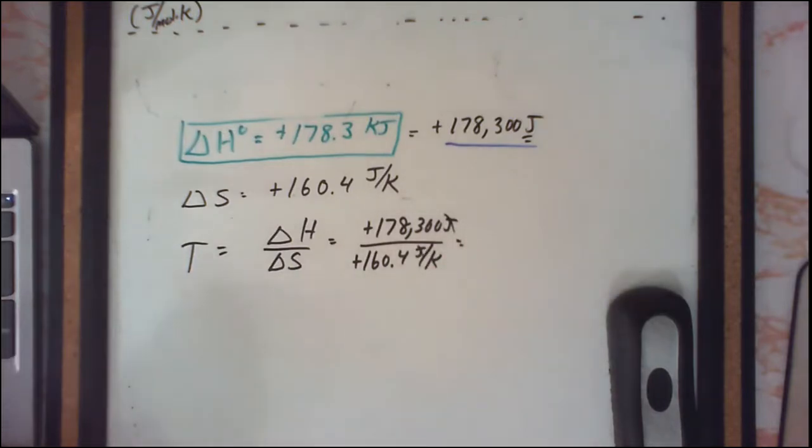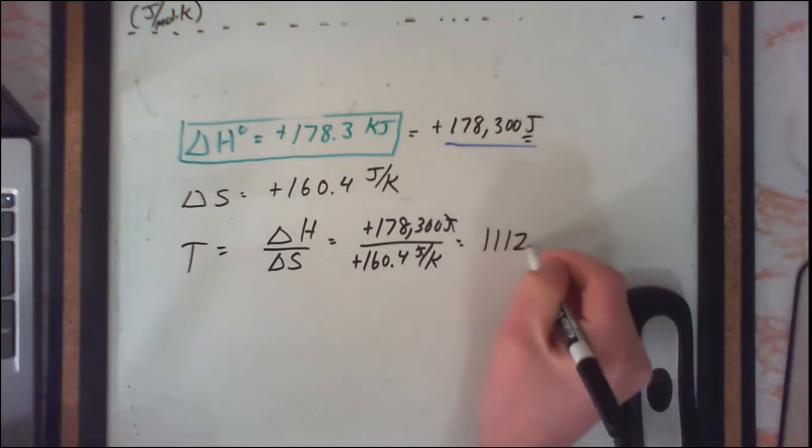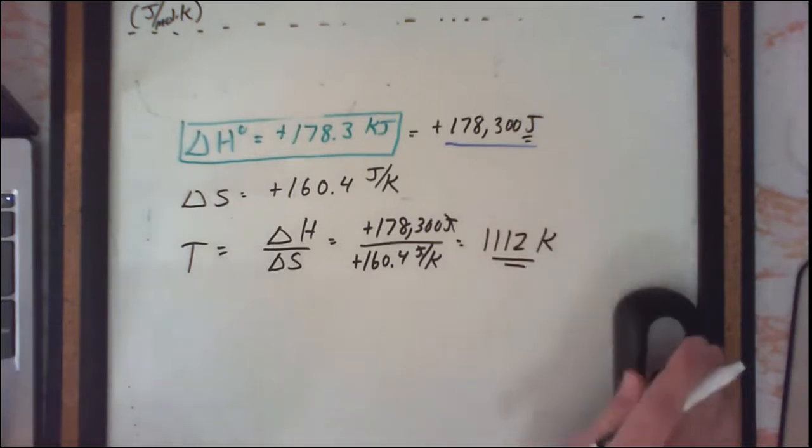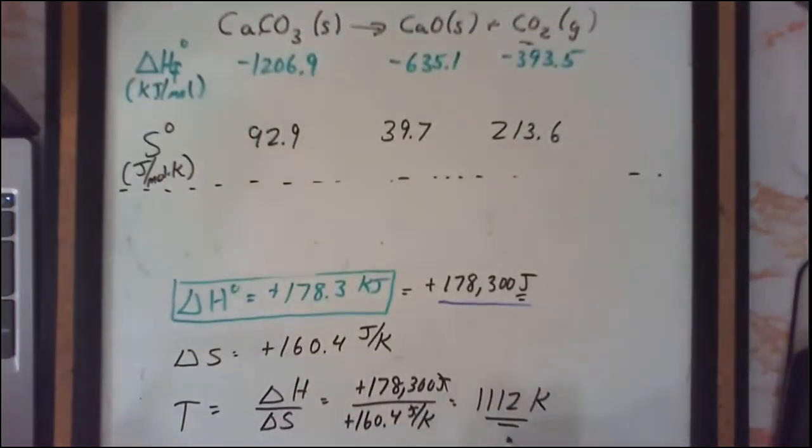And what we find then is that the critical temperature above which this process is spontaneous is 178,300 divided by 160.4, or a temperature of about 1,112 Kelvin. So for this particular process, above this temperature, that's what we mean by high temperature, we'd expect a negative delta G. As a result, a negative delta G would indicate that this process is spontaneous, but only above this temperature.